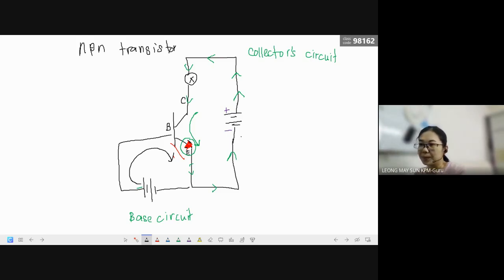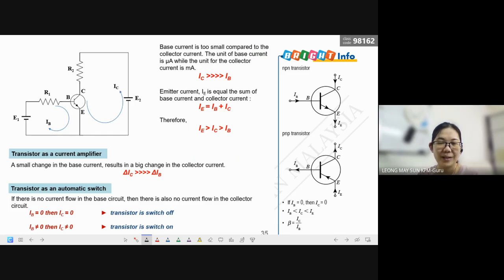Good. Now, transistor, right now I'm drawing a very simple circuit. Let's look at what else. Okay, the base current is actually very, very small, too small compared to the collector's current. You can put a remark. Normally, for the collector's current, we use milliampere to measure it. Milliampere means times 10 to the power of negative 3 ampere.